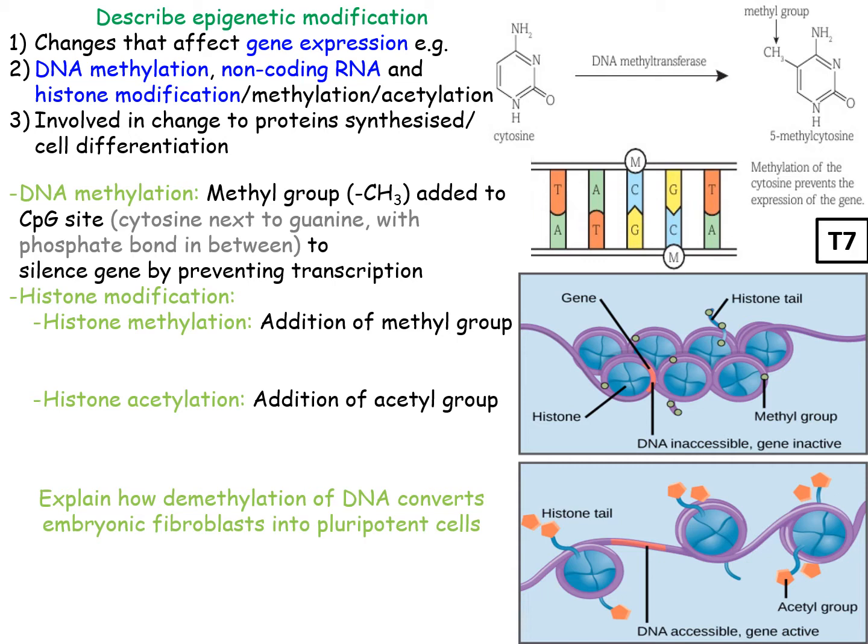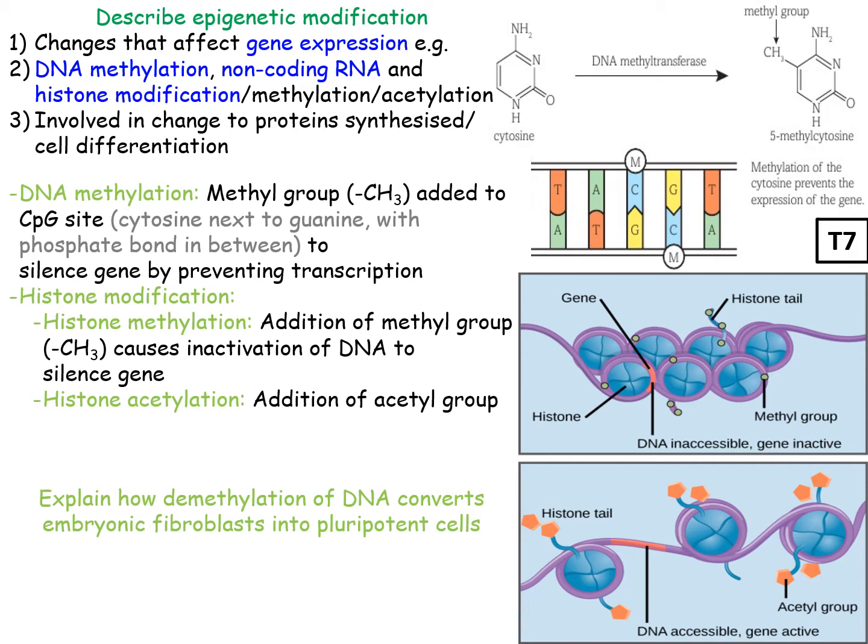In terms of histone modification, these are the proteins that DNA is wrapped around, and histone methylation is the addition of a methyl group. So this is the methyl group added to the histones, not to the DNA. That CH3 causes inactivation of DNA, just like DNA methylation, and that silences the gene, because effectively you're also preventing transcription. You're making the DNA less accessible for RNA polymerase.